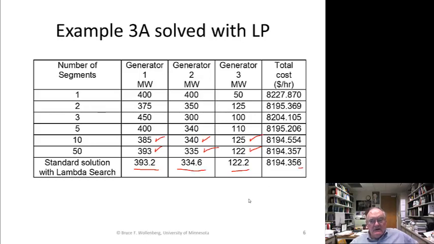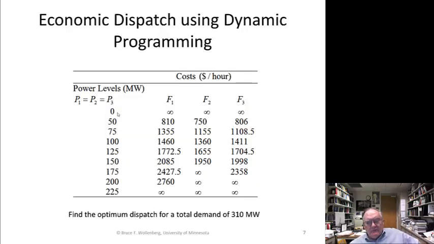Now the nice thing about this is that if I do it with LP, I can add other kinds of constraints. And we'll see later on that I can add constraints having to do with the transmission system or anything else I want into the mix of constraints in the LP, and it'll give me a dispatch that meets those other constraints too.